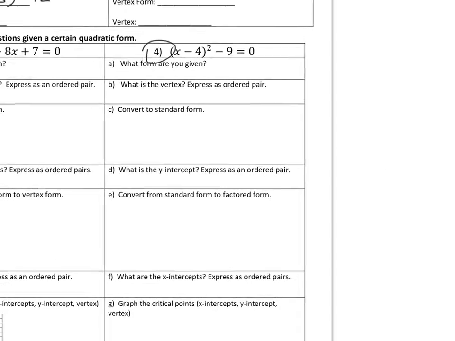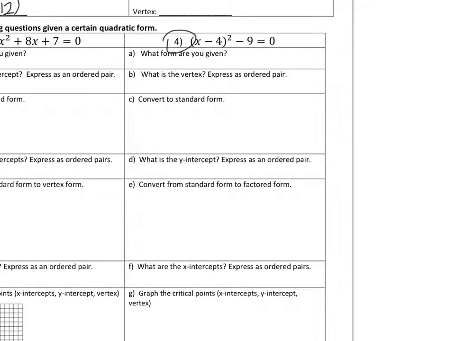Now let's take a look at question number 4. This is just like our quiz. Okay, what form are you given? Vertex form. What is the vertex? Well, 4 comma negative 9, just like what we just talked about. It's opposite on the inside of the parentheses, and then it's exactly what you see on the outside of the parentheses. Now it says convert to standard form.